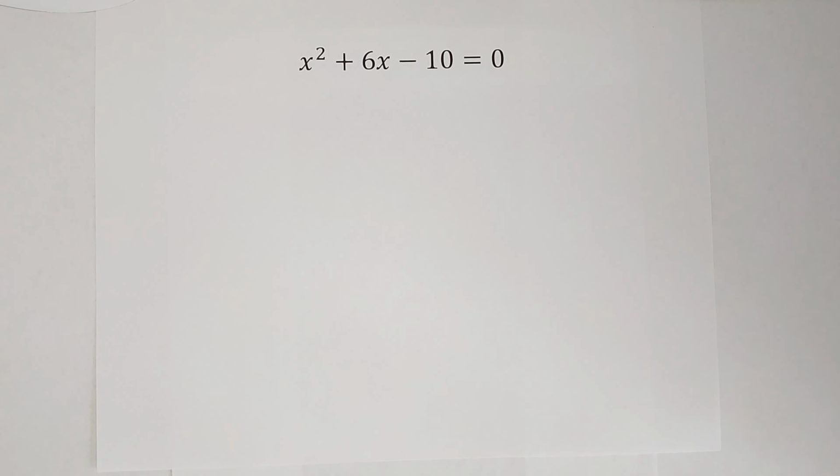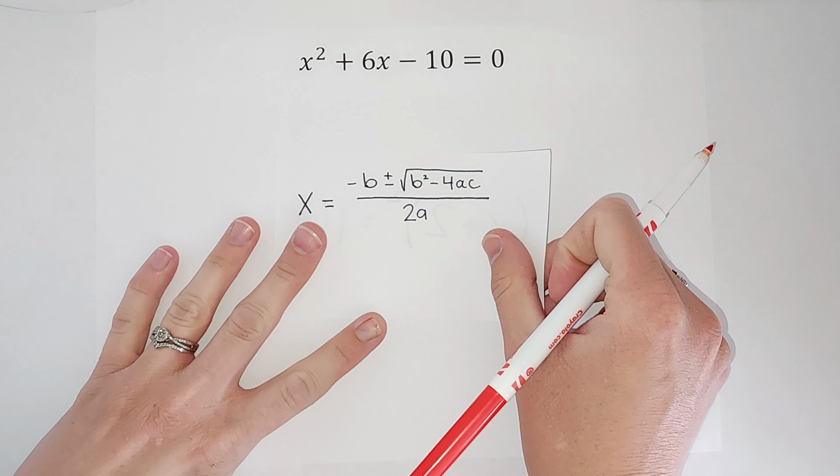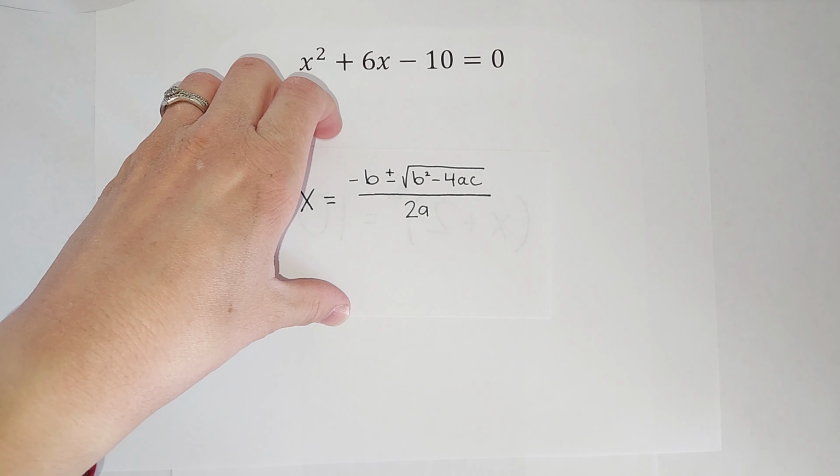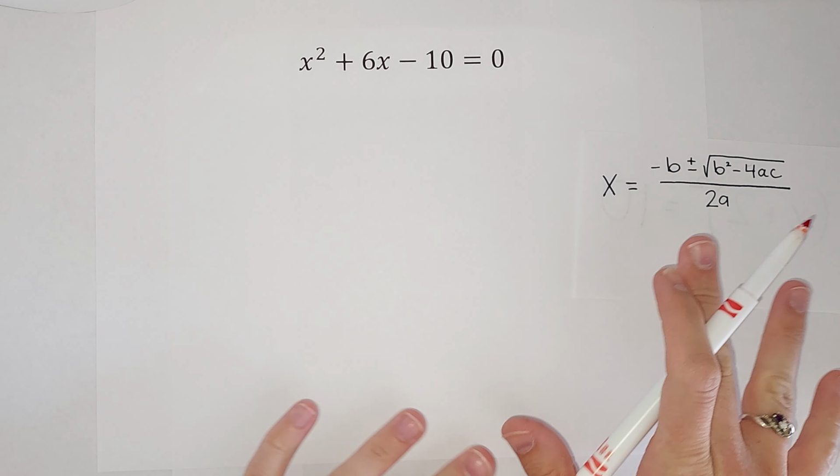All right, but here is our quadratic formula, okay? So x equals negative b plus or minus the square root of b squared minus 4ac all over 2a. You're welcome. I'm going to regret singing that, but there it was for you, okay?